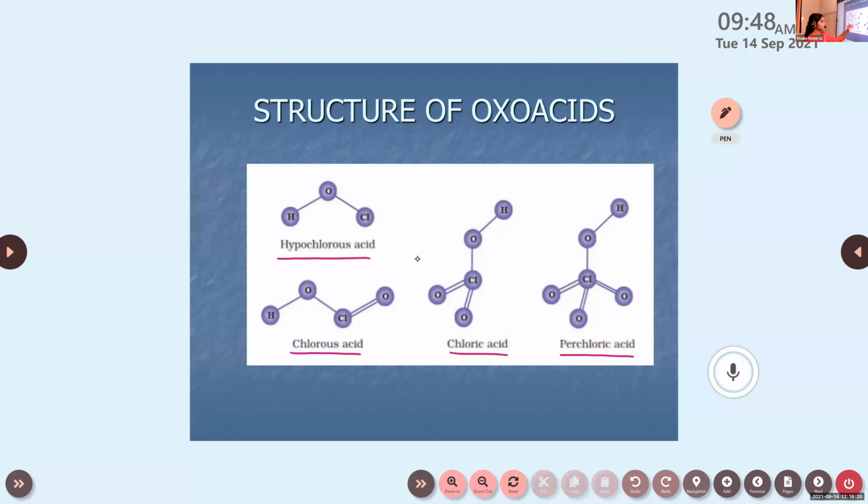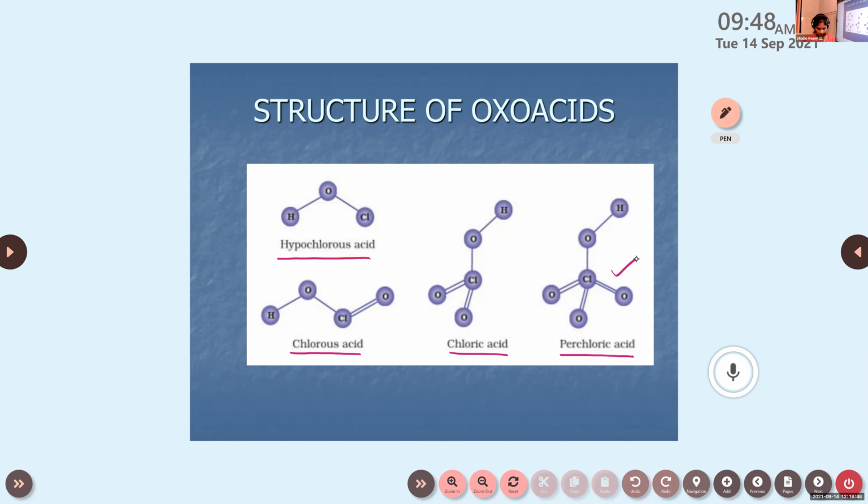Okay. The next one, in the case of chloric acid and perchloric acid, one more oxygen atom is drawn with chlorine. It will become perchloric acid. So there is a small difference in the structure between chloric and perchloric, and hypochlorous and chlorous. And in the options itself, there will be a small difference, so you should learn the structures very well. Otherwise, there will be confusion in the options.